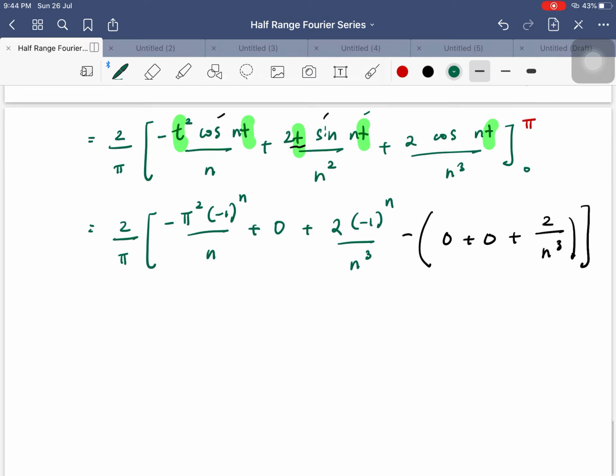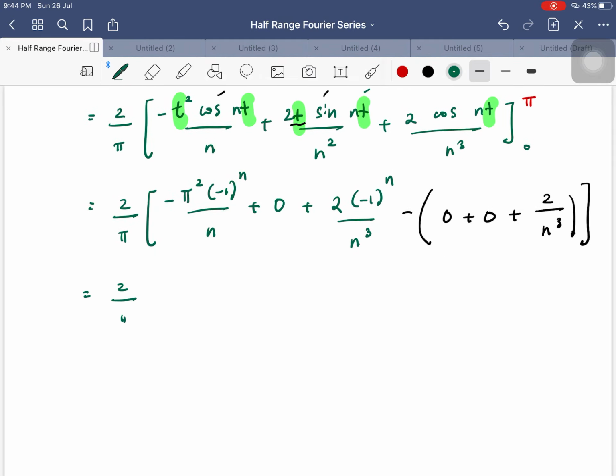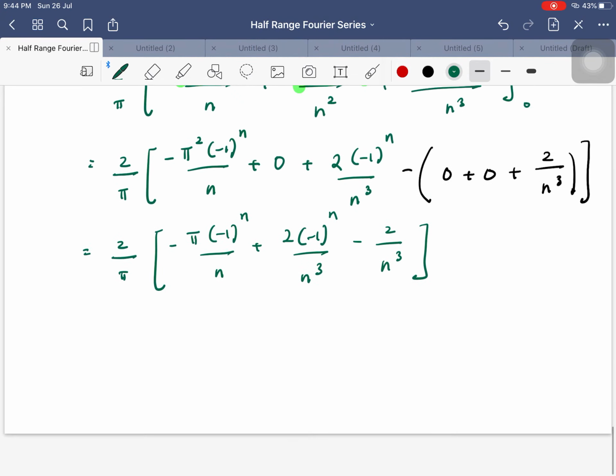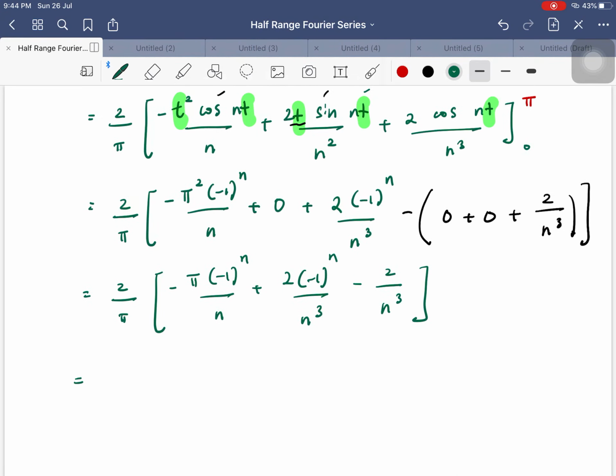And let me simplify this a little bit. So I'm going to write that this is going to equal 2 over pi. So here I'll end up with negative pi multiplied by negative 1 to the power of n over n. And here I'll have 2 negative 1 to the power of n over n cubed. And the last one is going to be negative 2 over n cubed. And actually, I can multiply each of the terms by the 2 over pi outside, so I'll end up with something like this. For the first term, I'll end up with negative 2 times negative 1 to the power of n over n. So the pi is going to cancel. But actually this is pi square, so I'm still going to have 1 pi at the top.